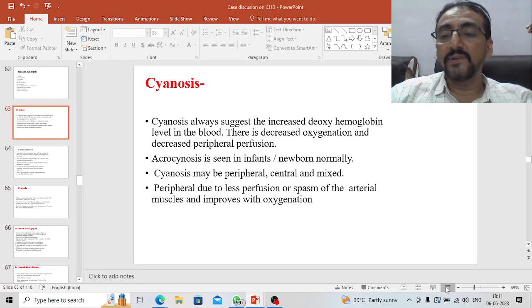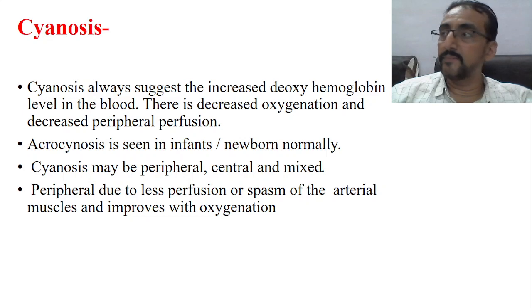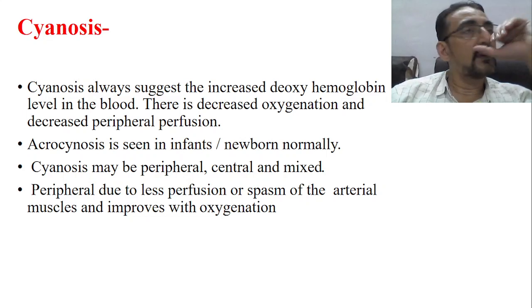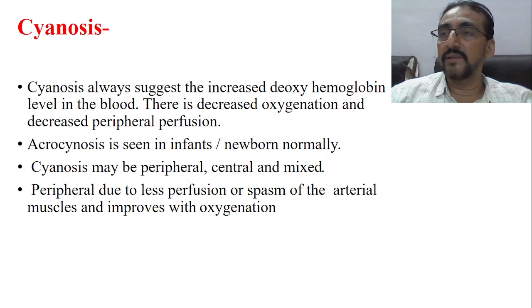So in the last class we discussed acyanotic heart disorders, how they occur and what the different causes are, like VSD, PDA, ASD, and some other rare congenital abnormalities. How to differentiate these and what the types are, all such aspects were covered in the last class.